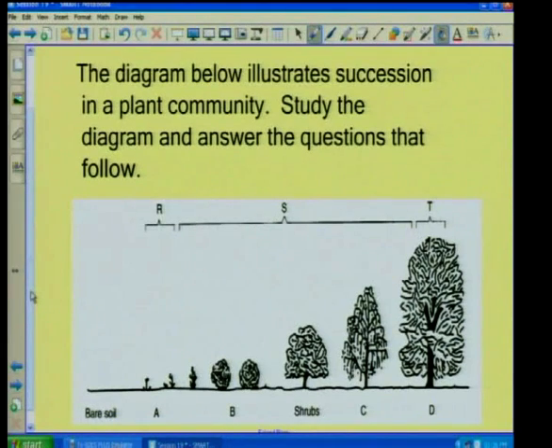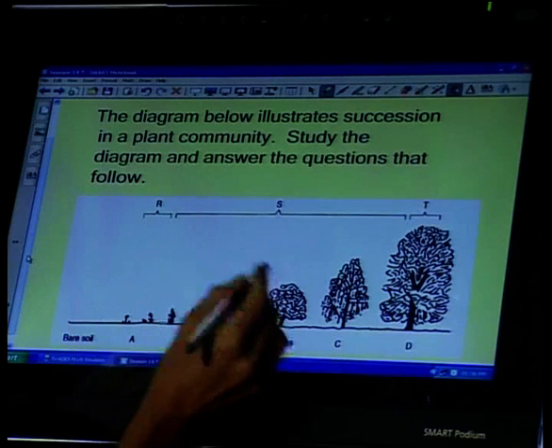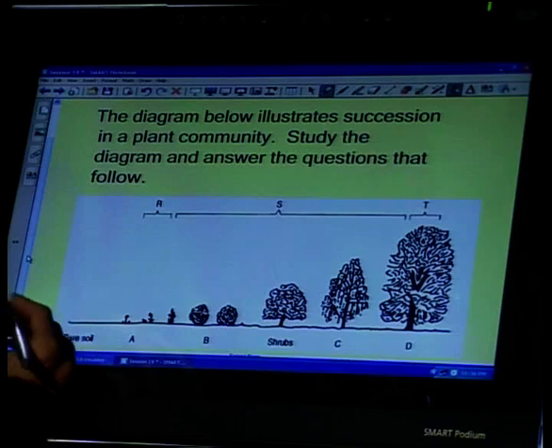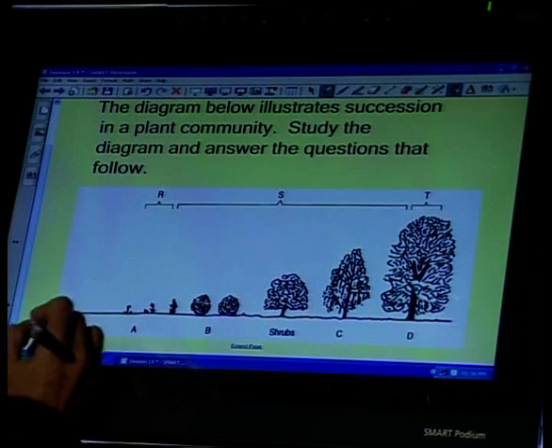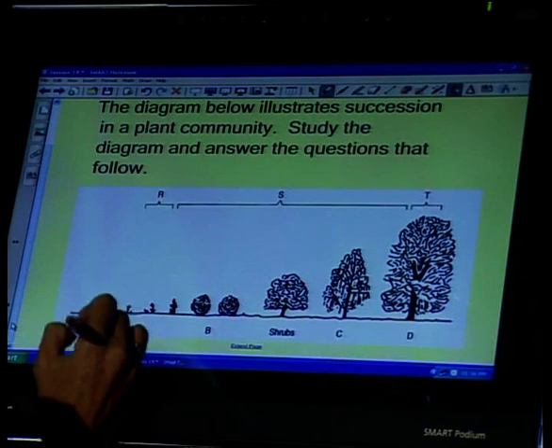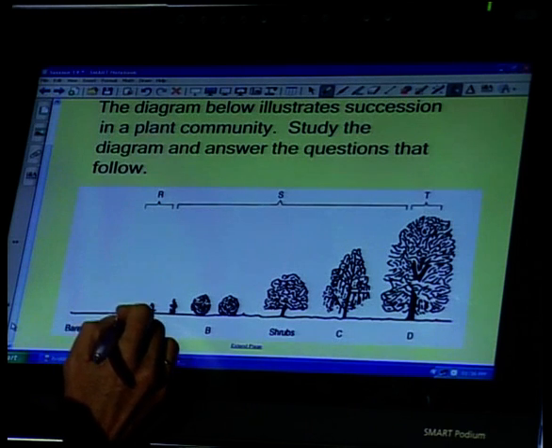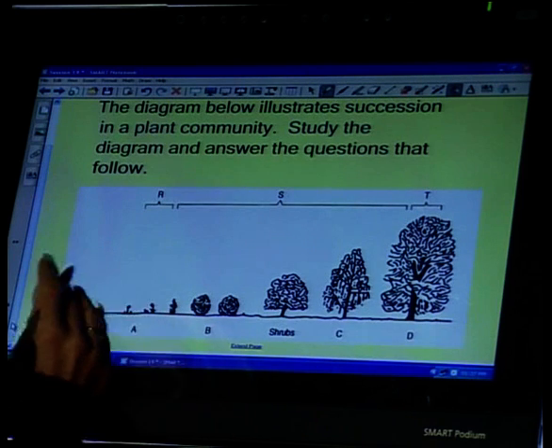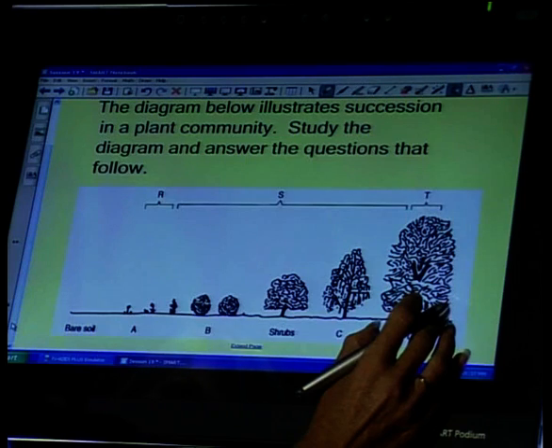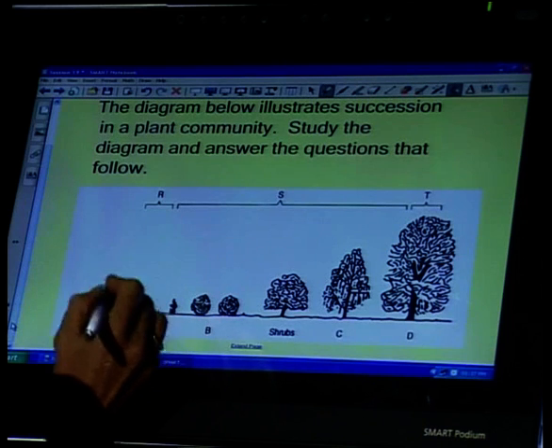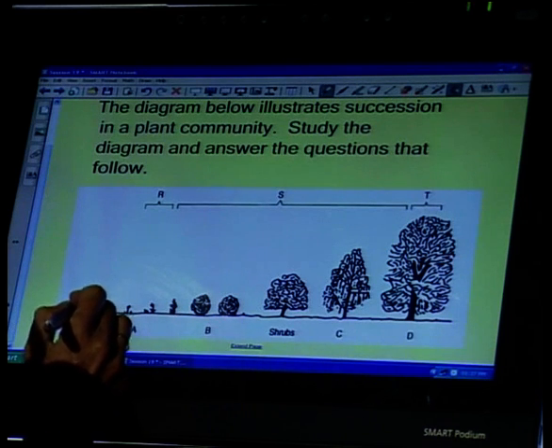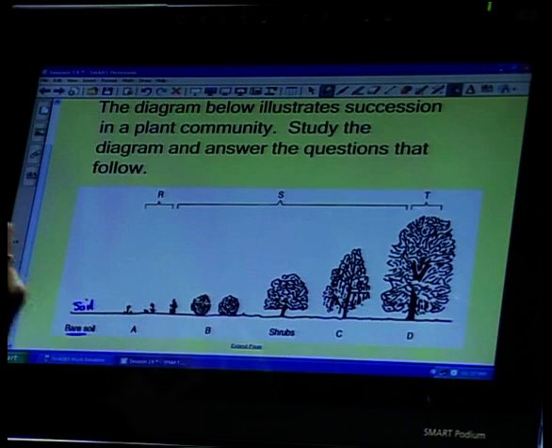Okay, the diagram below illustrates succession in a plant community, and study the diagram and answer the questions that follow. Now, what are we going to do here? We're going to have a look at what processes this represents. So A, what are we going to have at A? All you have to do is look at this and say, right, here, this is going to be secondary succession. Why? Because with secondary succession, we are going to have soil. So our soil is already there, even though it's bare soil.